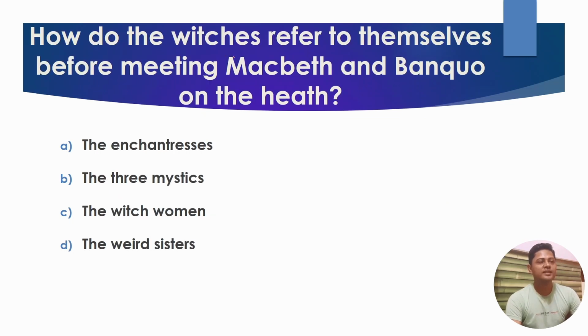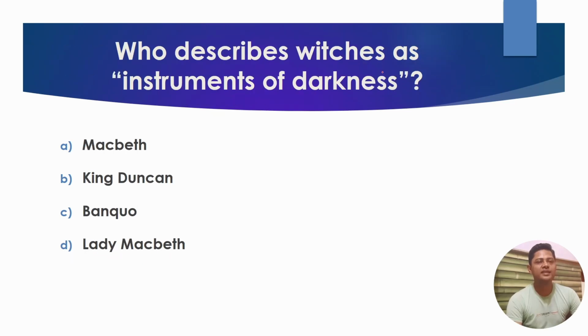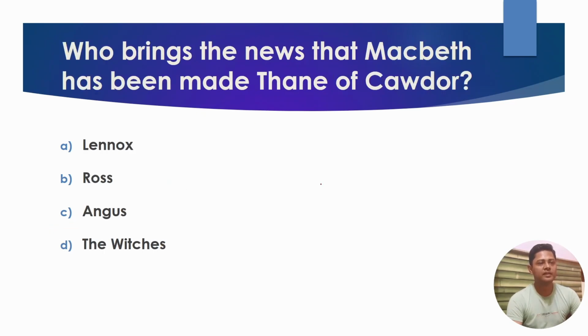The next question is, how do the witches refer to themselves? The correct answer is weird sisters. The next question is, who describes witches as the instruments of darkness? The correct answer is Banquo. The next question is, who brings the news that Macbeth has been made Thane of Cawdor? The correct answer is Ross.